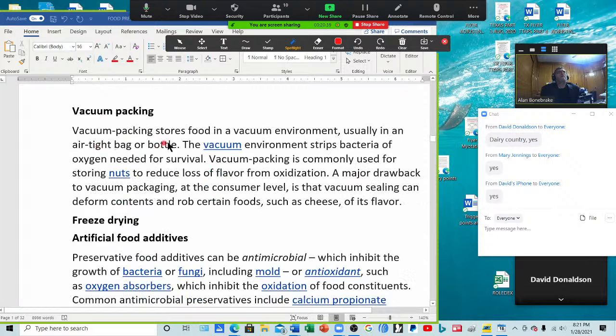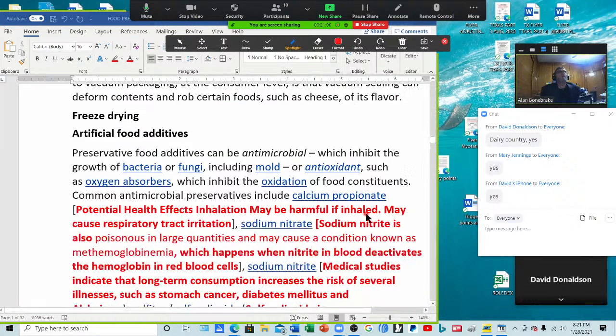Vacuum packing stores food in a vacuum environment, usually an airtight bag or bottle. The vacuum environment strips bacteria of oxygen needed for survival. Vacuum packing is commonly used for storing nuts to reduce loss of flavor from oxidation. A major drawback to vacuum packaging at the consumer level is that vacuum sealing can deform contents and rob certain foods, such as cheese, of their flavor.